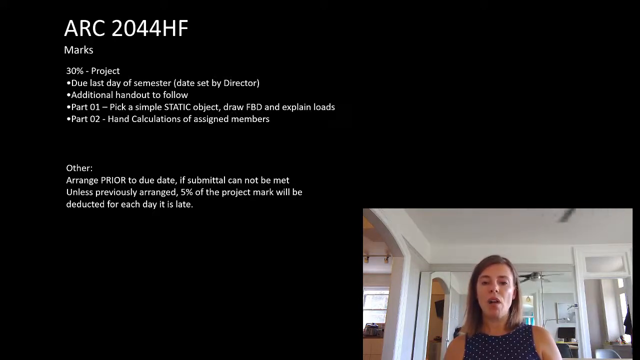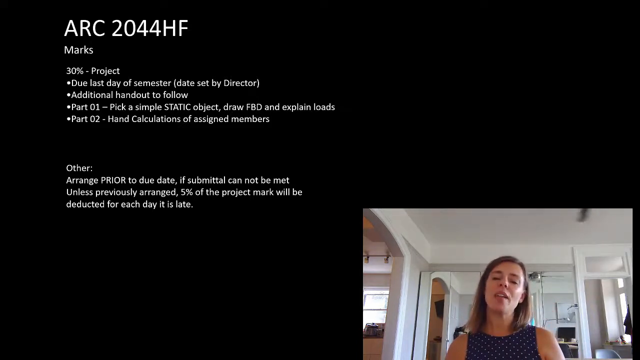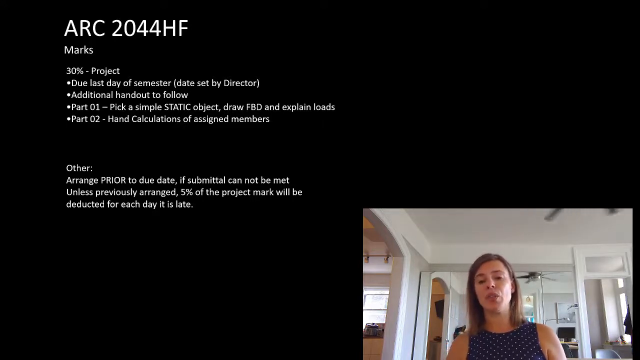But the idea is that you're going to draw a static object. Now we're going to talk about this later in the term, but static means it doesn't move. So a bike rolling down the street does not meet the criteria of the project. And as much as I say this every year, somebody inevitably does a bike, which drives me bonkers. And you're going to draw the free body diagram, something we're going to talk about this term. You're going to explain all the loads on it and what resists all the loads and why it is stable and static.